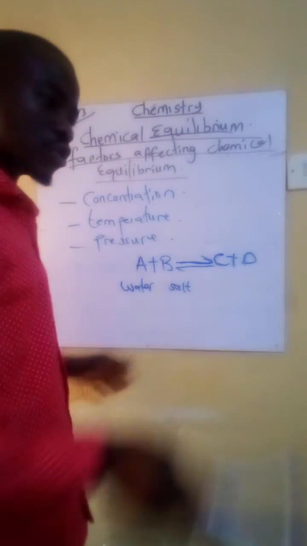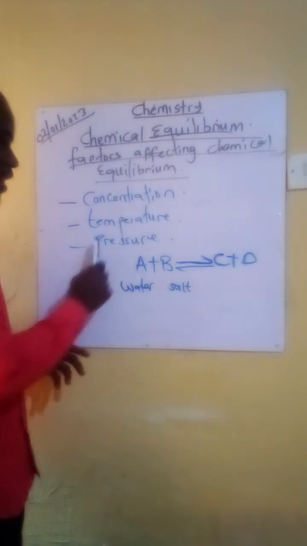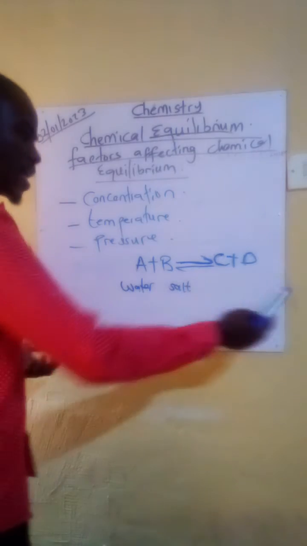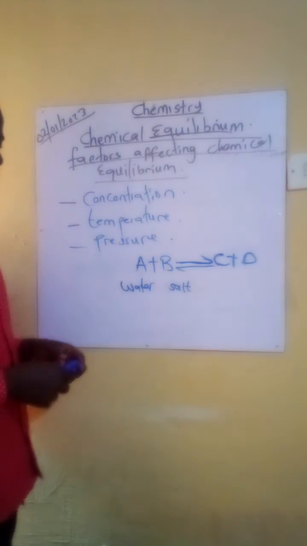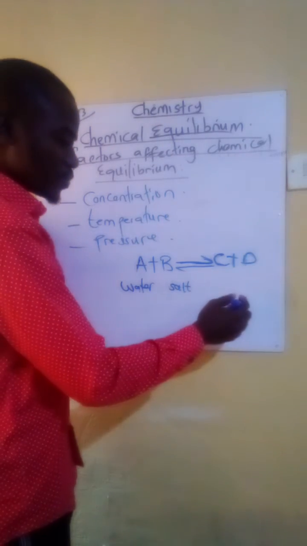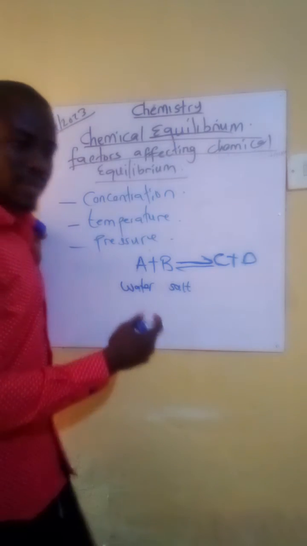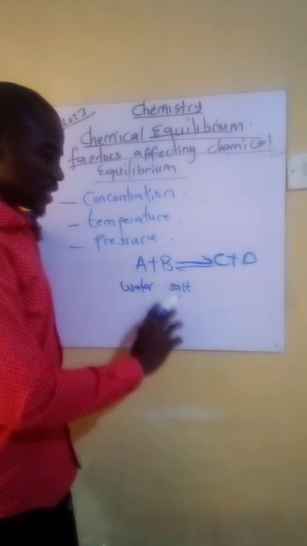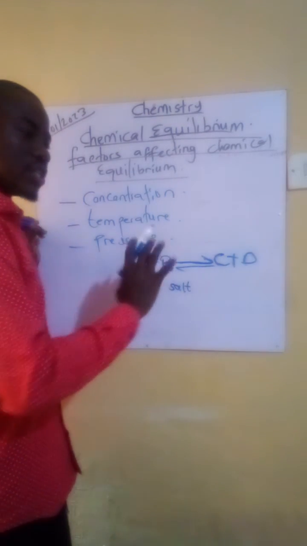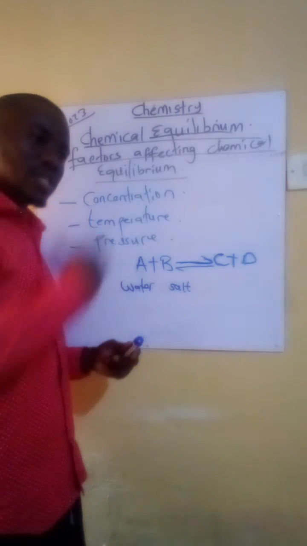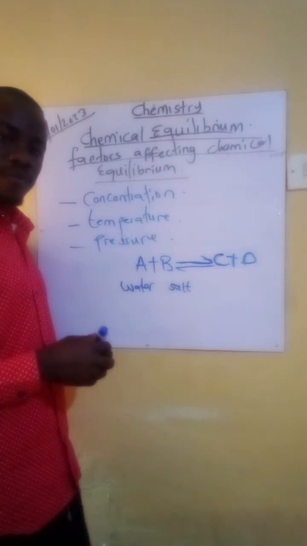You are already disturbing the equilibrium. At the same time, temperature too can also affect the equilibrium. Temperature, okay, maybe this thing is in an endothermic state. What we mean by endothermic state is that it is absorbing heat from the surroundings. That's the meaning of endothermic.